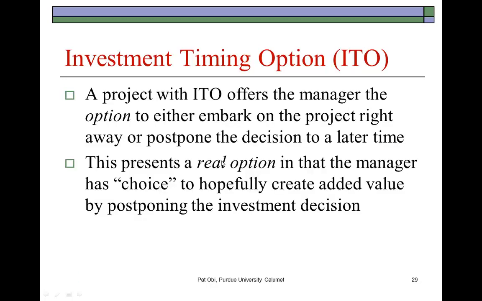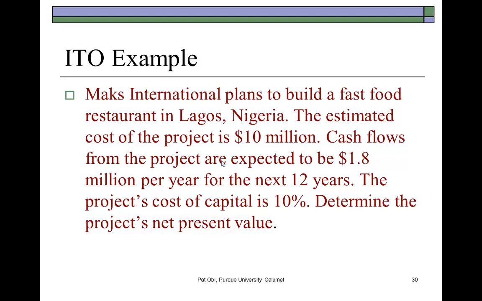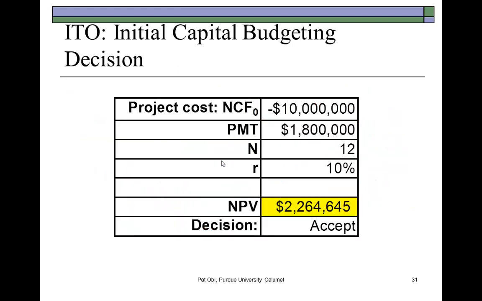And then finally is investment timing option. Now here's what I'm going to do to give you a quick understanding of how this works. Say we have a project, a $10 million project. This project is a 12-year project, as I show here. Each year it stands to make $1.8 million. So this is going to be an annuity for the next 12 years. So at 10% we find the NPV to be $2.26 million. So based on this result, we should accept this project.